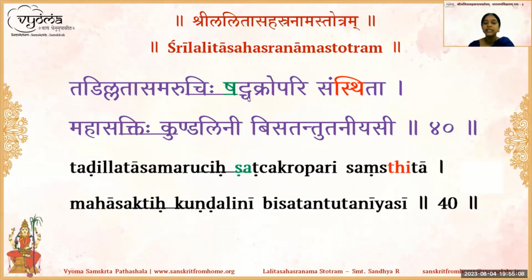In Shatchakropari, we have a doubling. After ta, we have ka in chakra, so ka is getting doubled, ra is not doubled. In Samsthita, tha gets doubled as an exception rule. In Kundalini, n gets doubled. In Bisatantu, n gets doubled. So wherever there is a samyuktakshara, it is getting doubled.